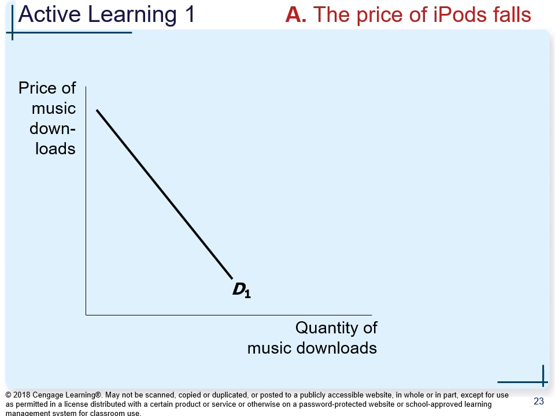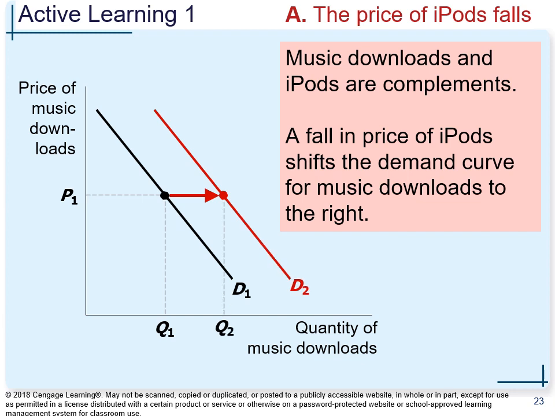All right, so what happens to the demand of music downloads if the price of iPods falls? Well, music downloads and iPods are complements, yes. More people buying iPods means that there are going to be more music downloads. So if the price of iPods falls, people are going to buy more iPods. That's the law of demand applied to the demand for iPods. But what's going to happen to the demand for music downloads? Well, it's going to shift to the right. As more iPods are sold, there's also going to be more demand for music downloads. So that's a shift to the right of the demand curve for music downloads.